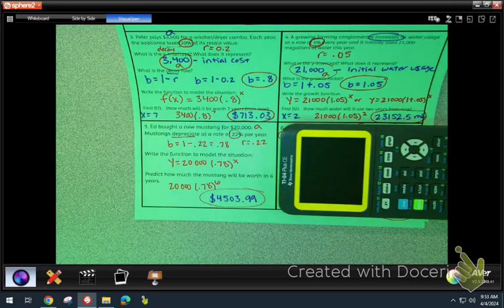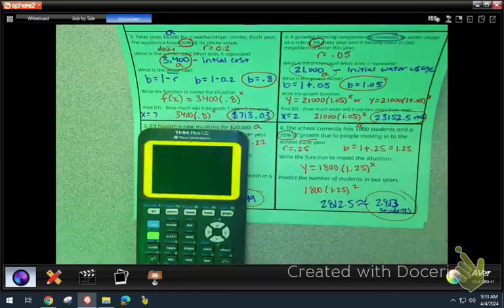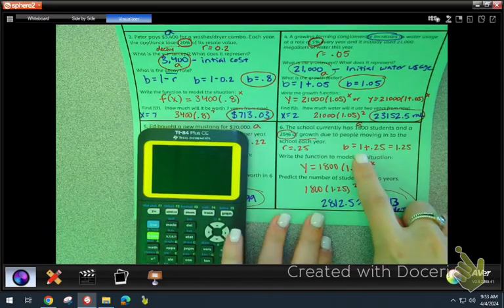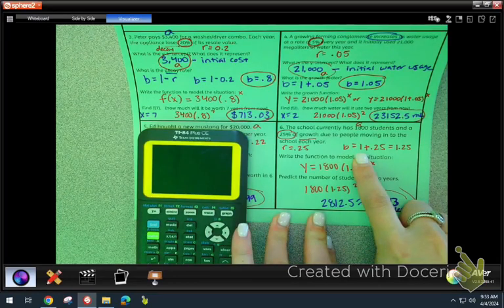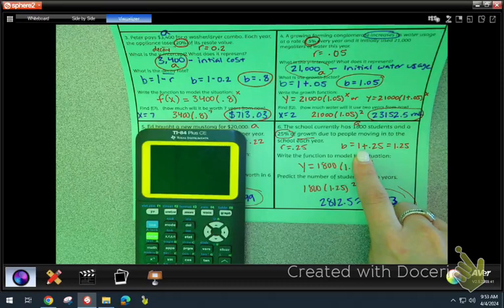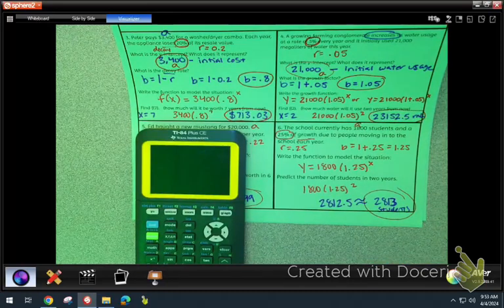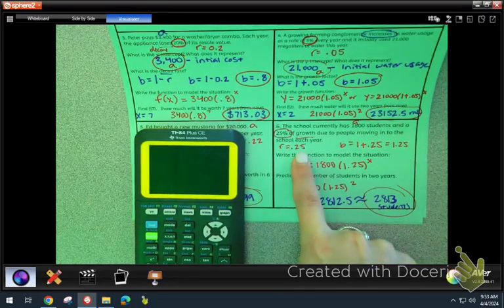Number 6 was about student population. They gave you the original amount. They told you it was 25% growth. So with our B value, what did I put in front of my decimal, my R value? Because it was growing, I put a plus. 1 plus 0.25 as an R value.